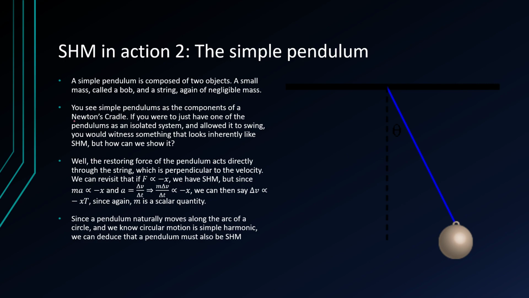So if you've ever seen a Newton's cradle, which you probably have if you watched the series through, in a Newton's cradle, there's a bunch of small objects with a string attached, which is essentially just a bunch of mini pendulums. So we know that if something is obeying simple harmonic motion, the acceleration is negative of displacement.